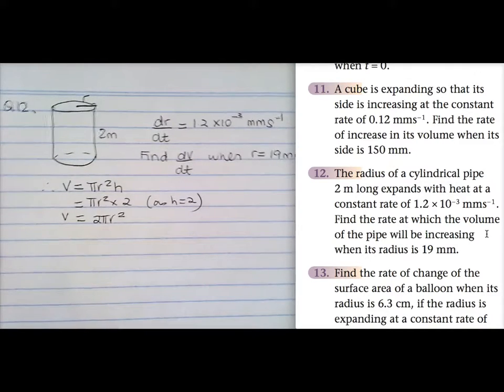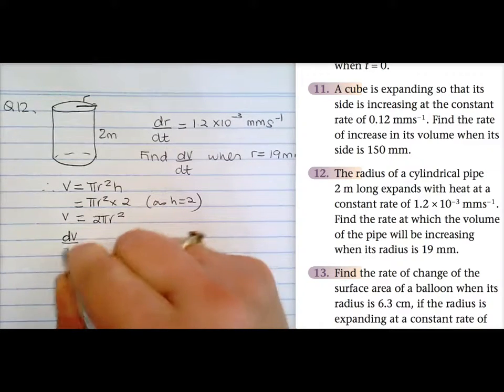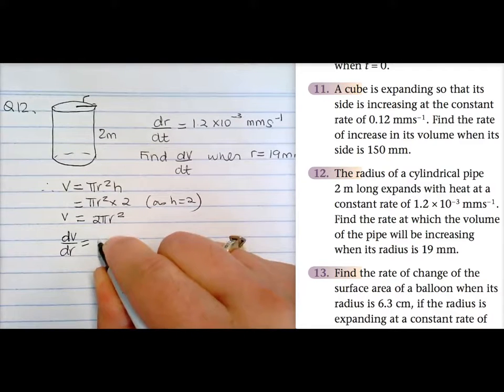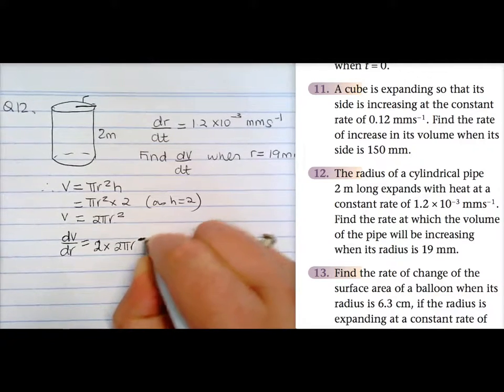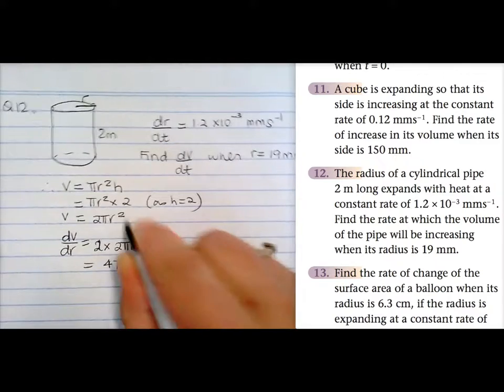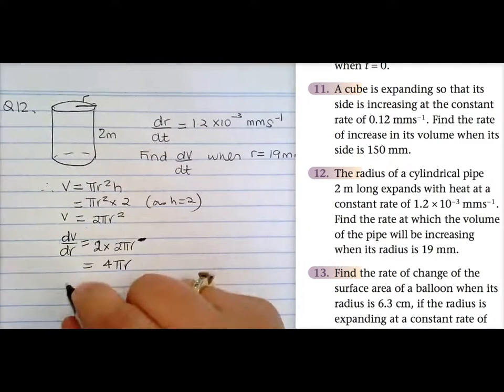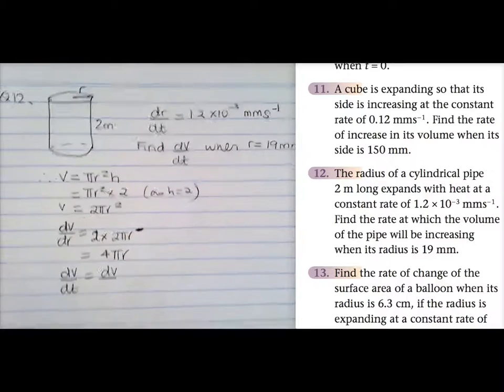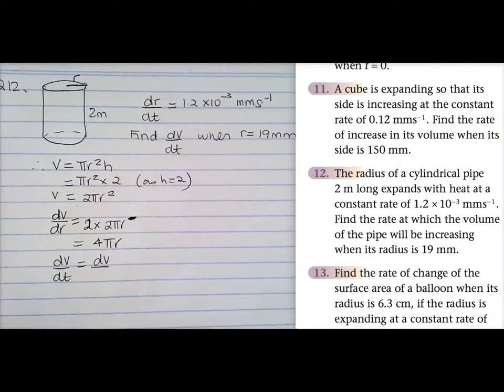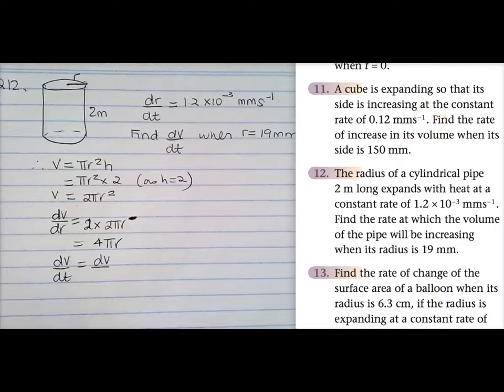Amazing that it's only expanding widthways and not length. They should consult the physics people before they write these questions. Those little electrons. Okay, so what do we do now? All good? What do we find? dV dr is, yeah, it's 2 times 2 pi r, oopsie, which is 4 pi r. Remember bringing the 2 to the front? So now you can finish off your question. dV dt is dV dr, all good? dV dr times dr dt. Is the question too big?